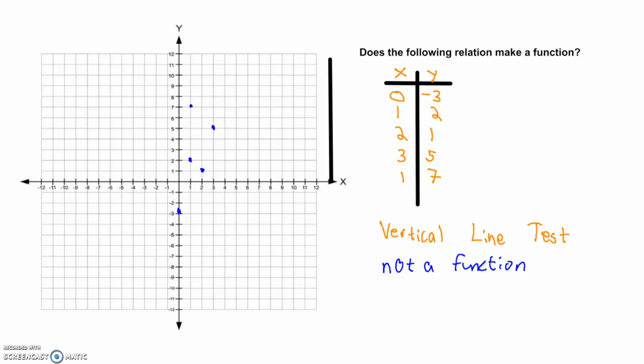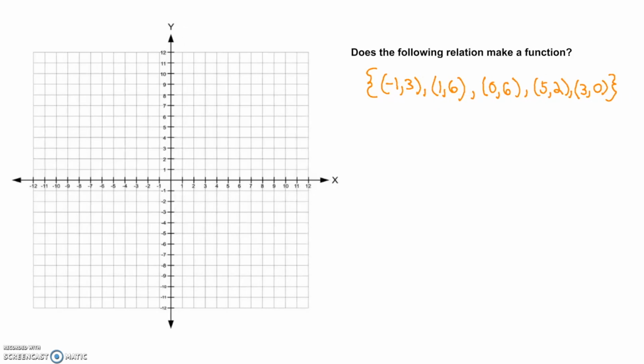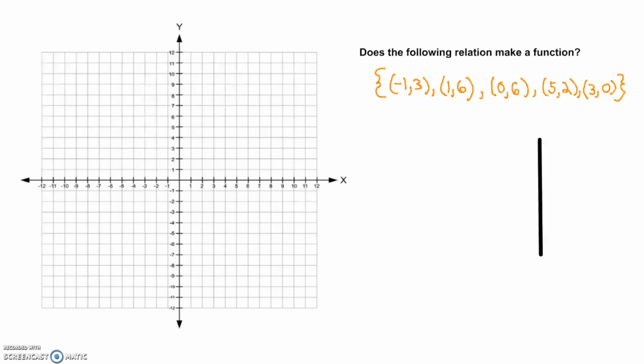I'm going to do one more example of this, and then we'll call it a video. So here we have a set of points. The points are (-1, 3), (1, 6), (0, 6), and (5, 2), followed by (3, 0). I'm going to get up another vertical line for us because we're going to need one very shortly. Get out your vertical lines. Could be a pencil. It could be your finger. It just needs to be roughly vertical. Okay, so here we go. I'm going to plot out these points, and let's roll.